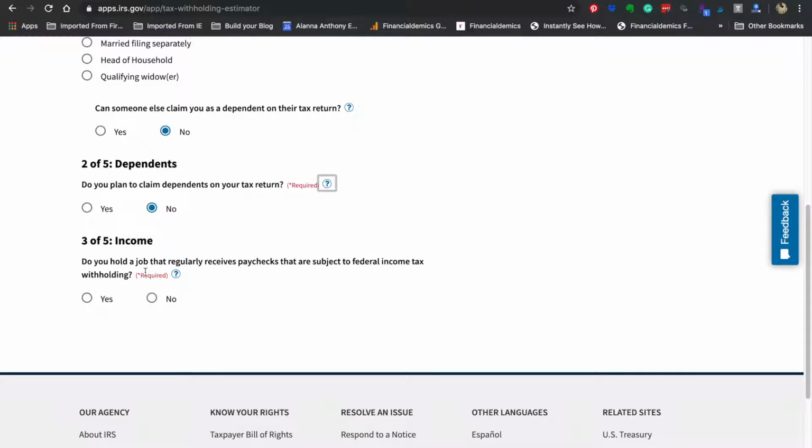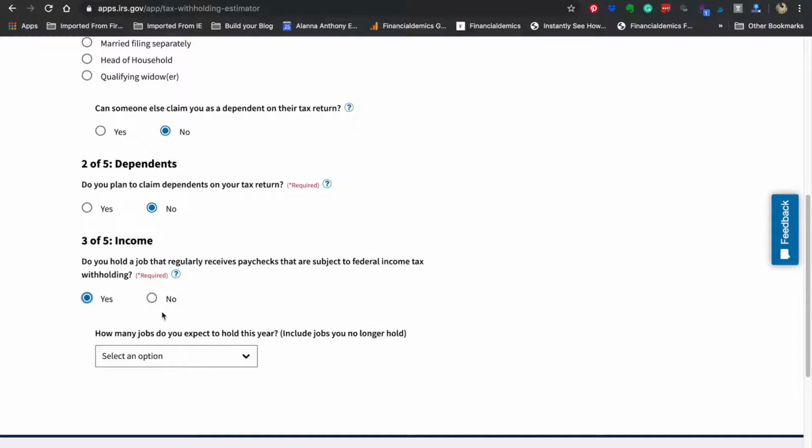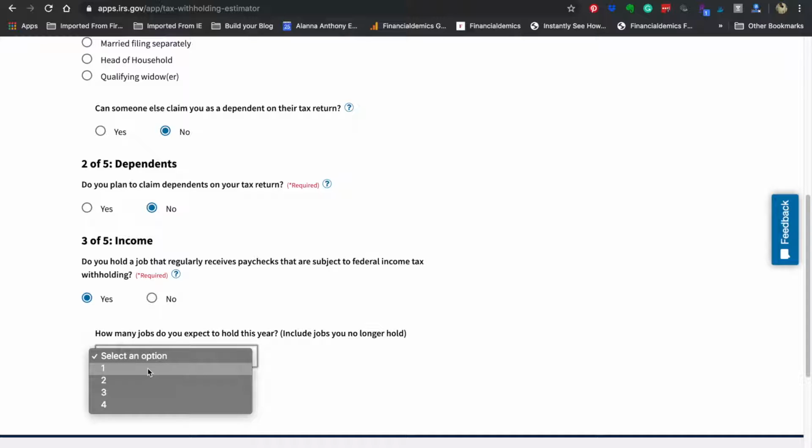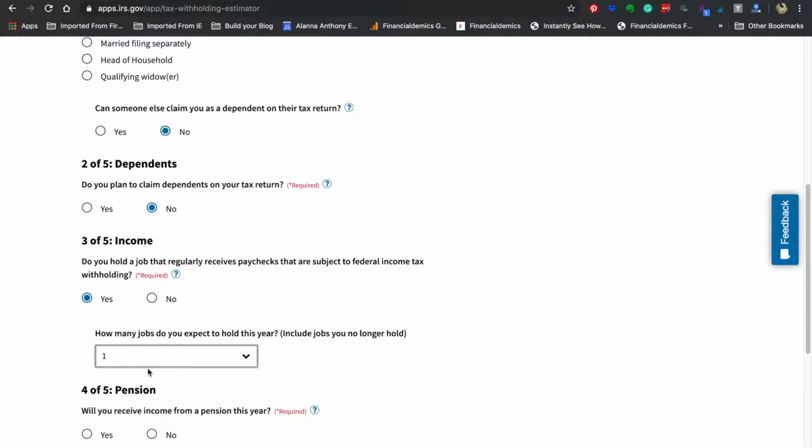All right, let's move on to income. Do you hold a job that regularly receives paychecks that are subject to federal income tax withholding? So this person does have a job and they regularly receive a paycheck. And then they want to know, how many jobs do you expect to hold this year? You definitely want to put if you've held more than one job in the year, or if you have multiple jobs, because that does affect your tax withholding. So this person has one actual job.